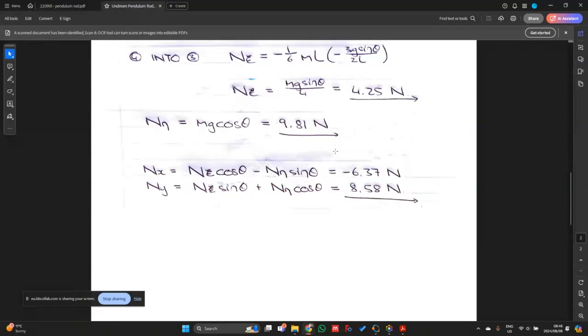That gives us 9.81 newtons. Finally, I can relate these forces that I now calculated in the local coordinate system to the xy coordinate system. I use these two equations, which are fairly standard equations for that. What I end up with is that the reaction force in the x direction is -6.37 newtons, and in the y direction it's 8.58 newtons.